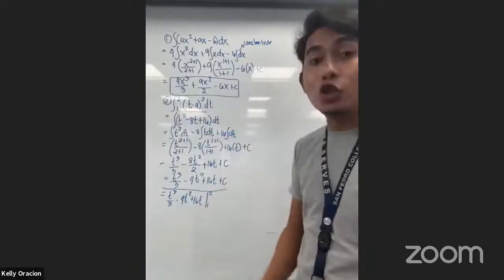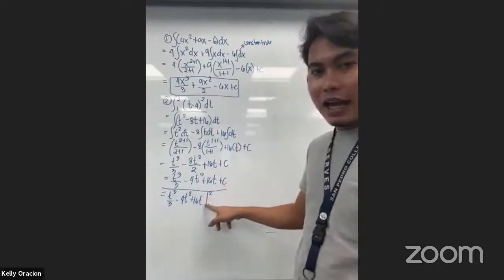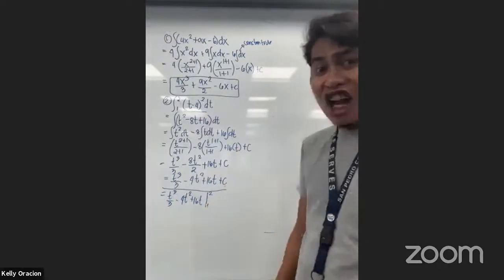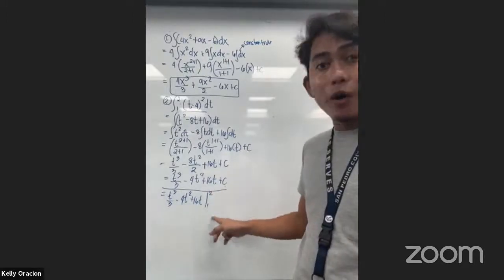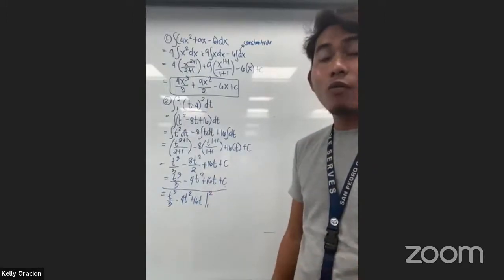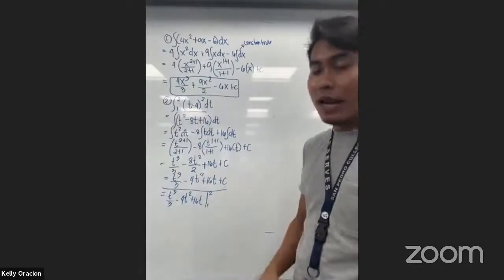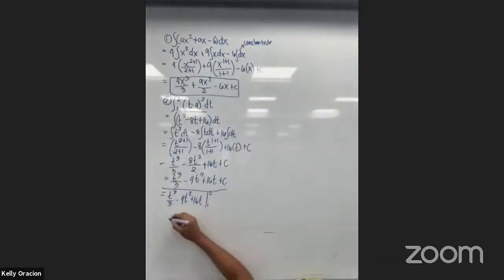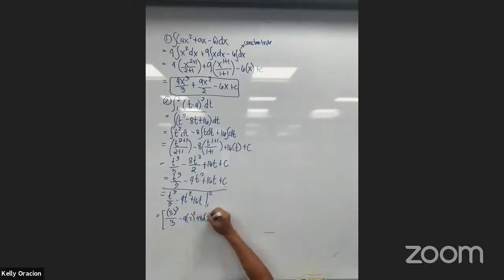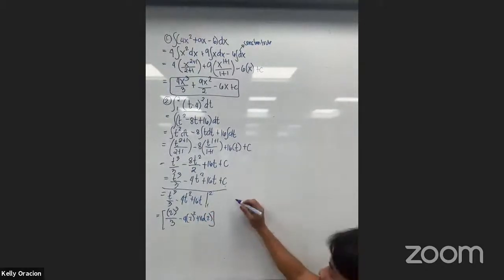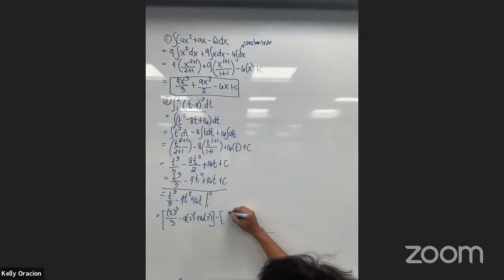Then after that, substitute. Do not put the plus c here, because it cannot be substituted in the upper or lower limit. Again, there is no plus c in this part. So substitute: you have 2 cubed over 3 minus 4 times 2 squared plus 16 times 2, minus 1 cubed over 3 minus 4 times 1 squared plus 16 times 1.